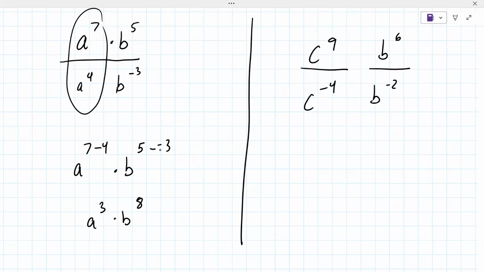Give me the final answer here, please. So it would be here. Let me write this down. It would be C to the 13th times B to the 8th. Real good. Right. Now the letters can appear on more than the top and the bottom, right?